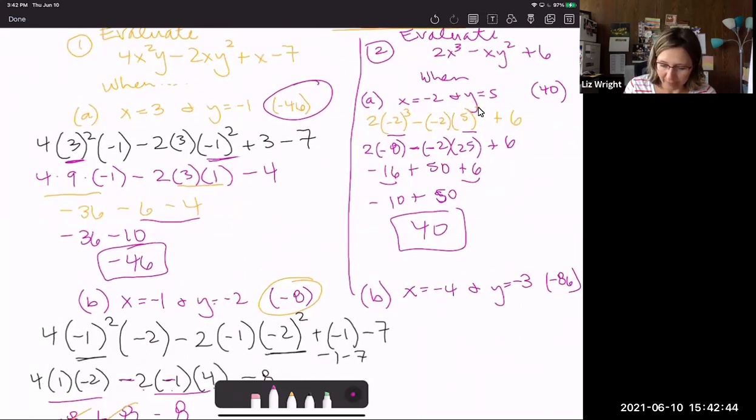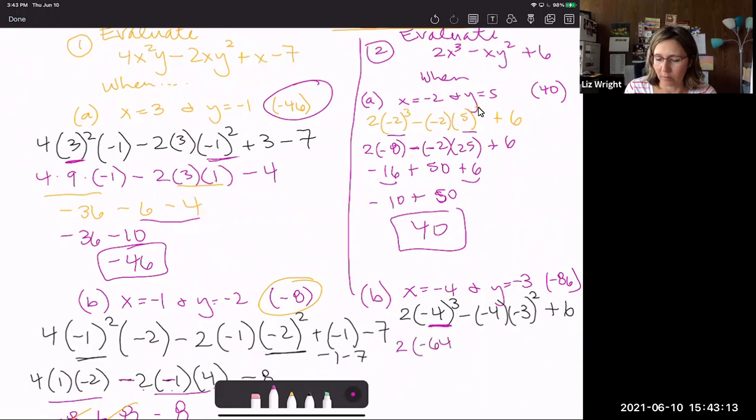All right, let's try our very last one on this page. And it is going to be 2 times negative 4 quantity cubed minus a negative 4 times negative 3 quantity squared plus 6. All right, so then we're going to take this negative 4 cubed. So negative 4 cubed should give me a negative 64. Then I'm going to do this negative 3 squared. So I'm going to have minus a negative 4 times a positive 9 plus 6.